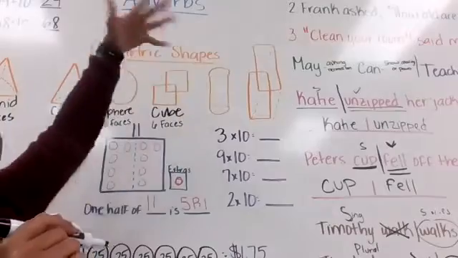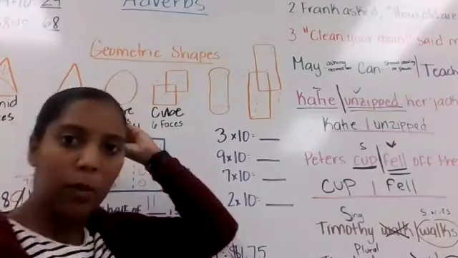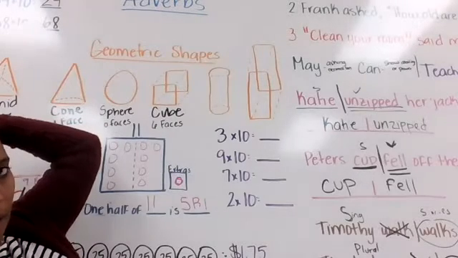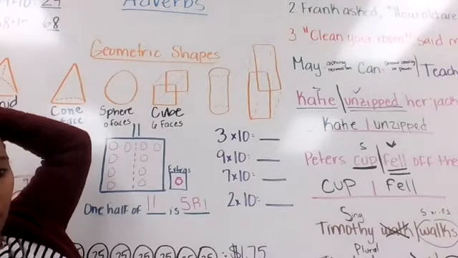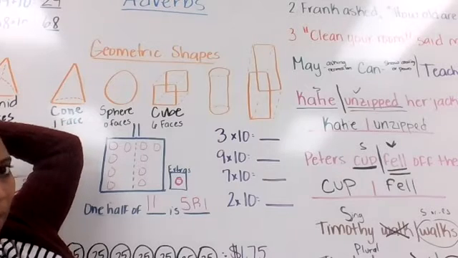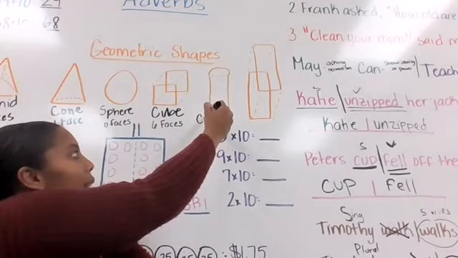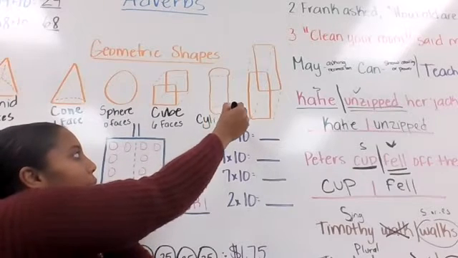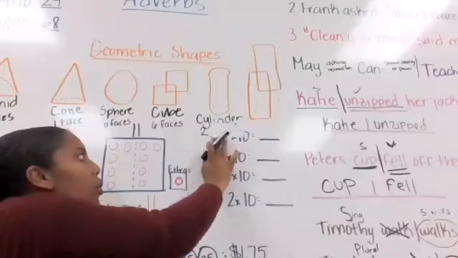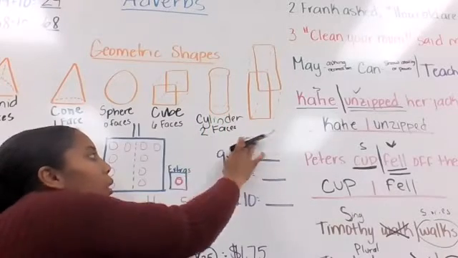Next one. This reminds us of a can, like a can of beans or something. Everybody knows what this one is called. Okay, Camille. A cylinder. This is called a cylinder. And a cylinder has 2 faces, that top and the bottom. 2 faces.